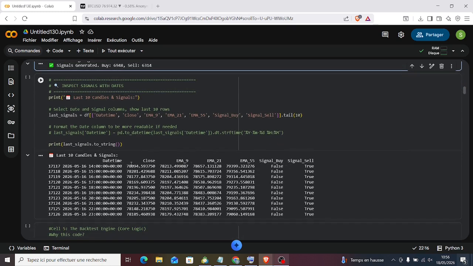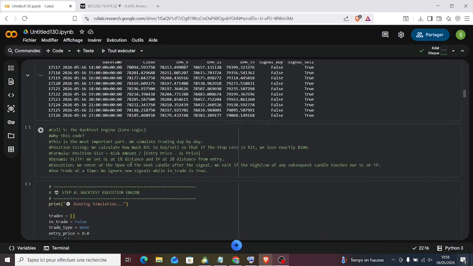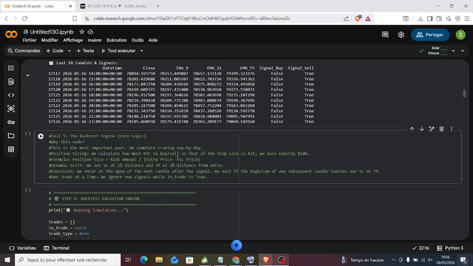Now step 5, the backtest engine. This is the most important part. We simulate trading candle by candle. Position sizing is calculated so that if the stop loss is hit, we lose exactly $100. The formula is position size equals risk amount divided by the distance between entry price and stop loss price. Again, I am not modeling any spread, slippage, or commission yet. The stop loss is placed at 1% distance and the take profit at 2% distance from entry.